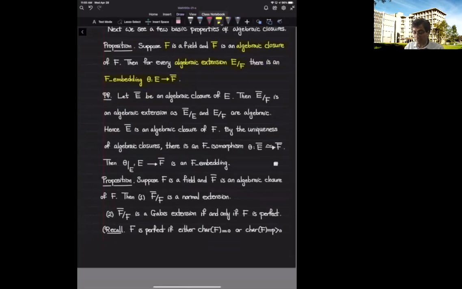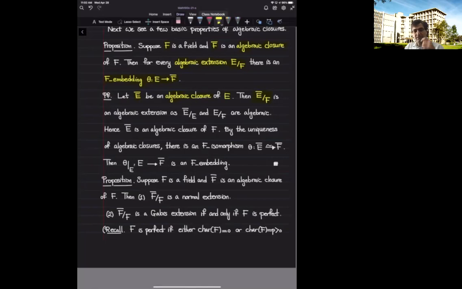But pay attention to the first part of the proof. In the first part of the proof, we start with an algebraic closure of this algebraic extension. And we are going to show that algebraic closures of algebraic extensions are again algebraic closures of the base field. So E bar is an algebraic closure of E, this extended field. We are going to argue that this algebraic closure of this algebraic extension is an algebraic closure of the base field itself. So we are going to show that E bar is an algebraic closure of F.